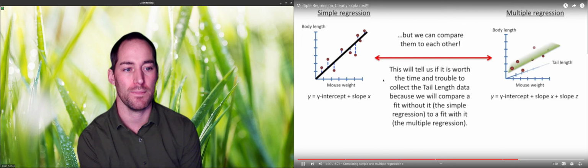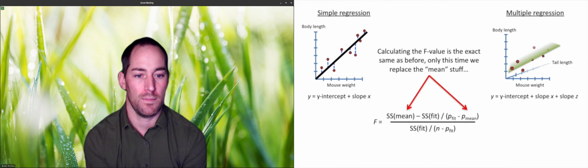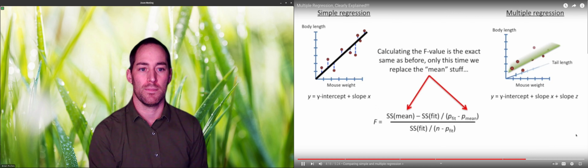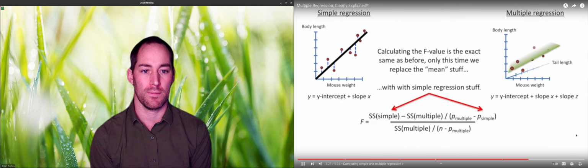To a fit with it, the multiple regression. Calculating the F value is the exact same as before, only this time we replace the mean stuff with the simple regression stuff.